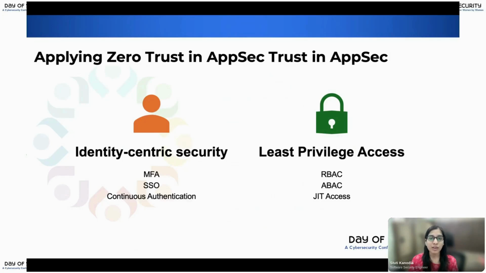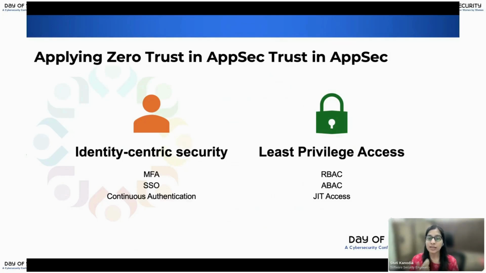Because many times we have seen people try to hit the application from different places like cyber cafes or some other place. So with the help of continuous authentication, we try to save our application from unauthorized access. So that is the identity-centric approach. That is one way we can apply zero trust in application security.